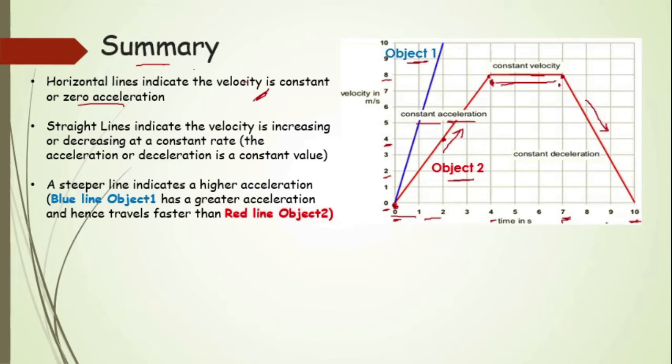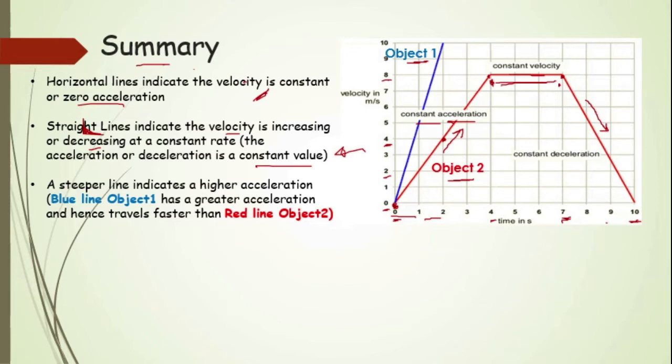And this comes out to be a straight line, as you can see in a velocity time graph. So that's the second important point that we should note: the straight lines in a velocity time graph indicate that the velocity is increasing or decreasing at a constant rate. That is, the acceleration or the deceleration is a constant value. Correct?